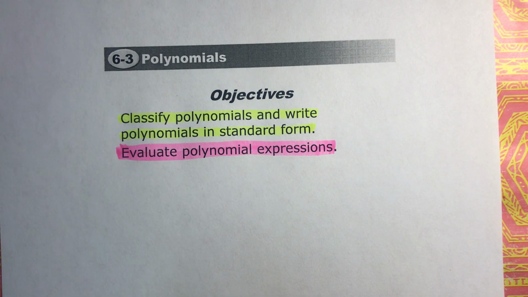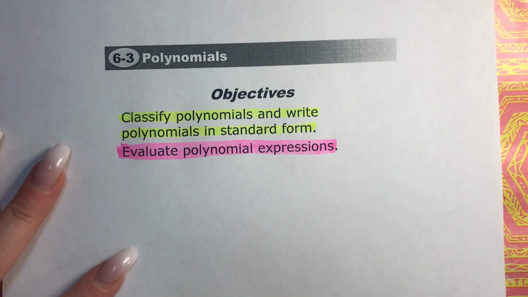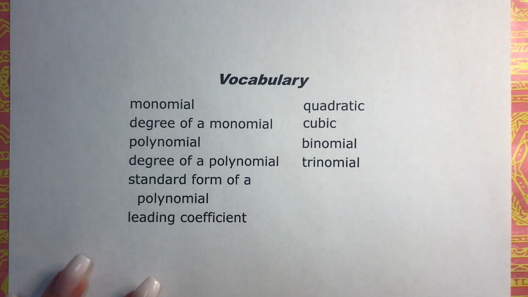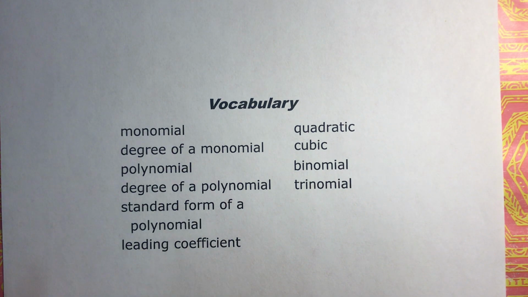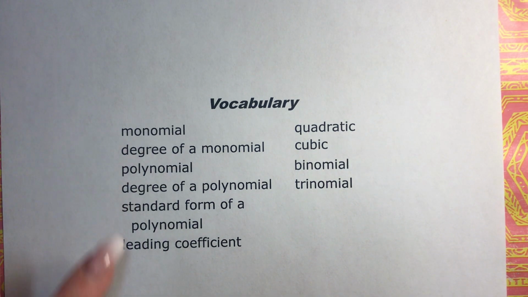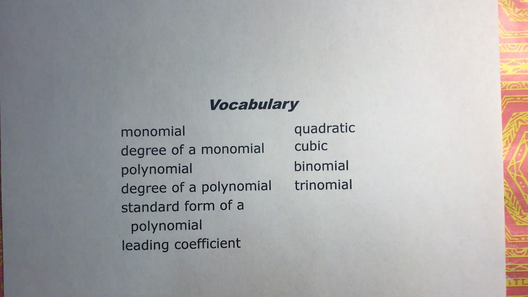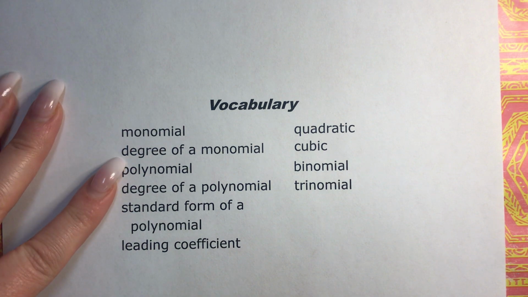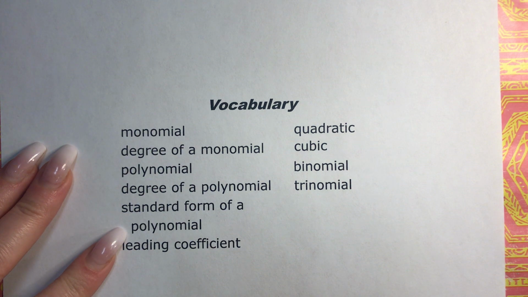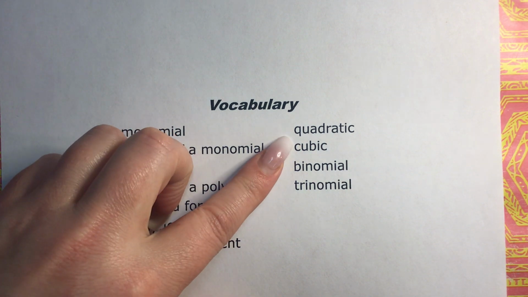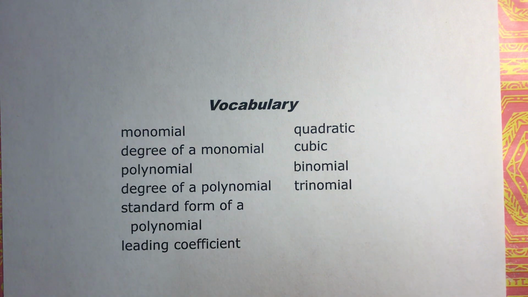Just so you get an idea, this section is a big vocabulary section, and I just want to look at all these vocabulary terms that we're going to be talking about today, so you get the gist of what this section is about. It's not that it's very difficult, it's just a lot of vocabulary and then what that vocabulary means in reference to algebra. So monomial, degree of a monomial, polynomial, degree of a polynomial, standard form of a polynomial, leading coefficient, quadratic, cubic, binomial, trinomial. Those are all of the vocabulary terms that we're going to discuss today.